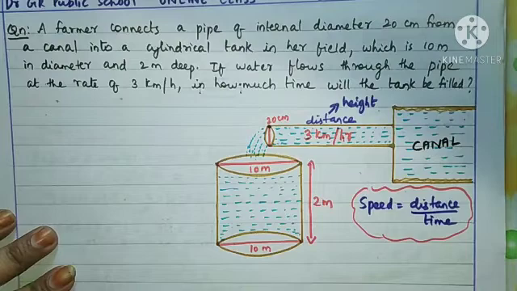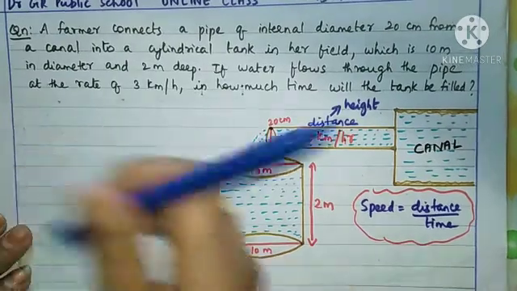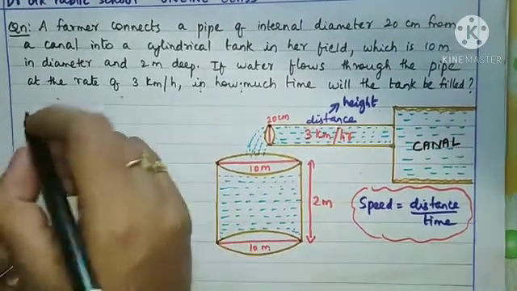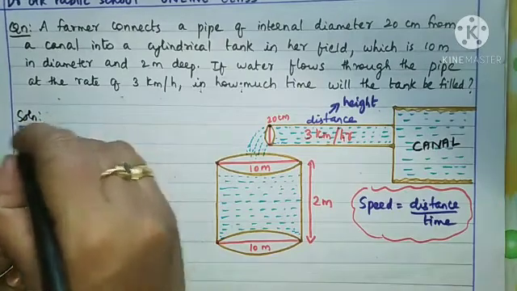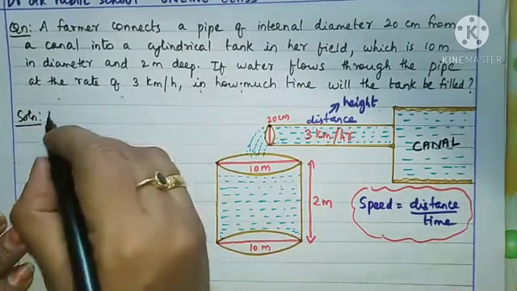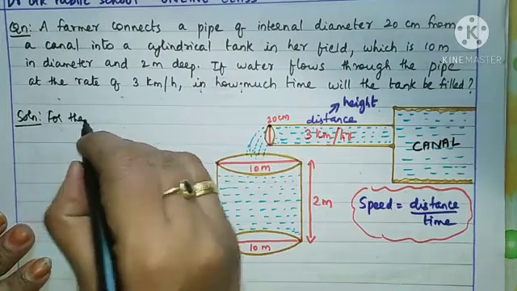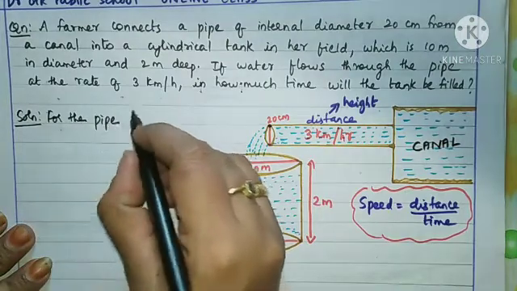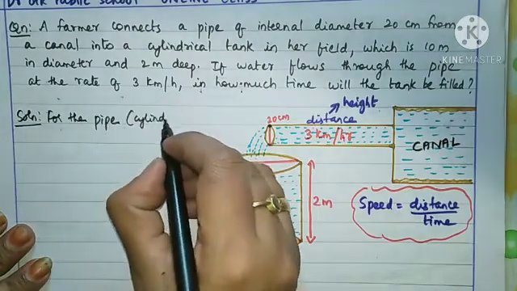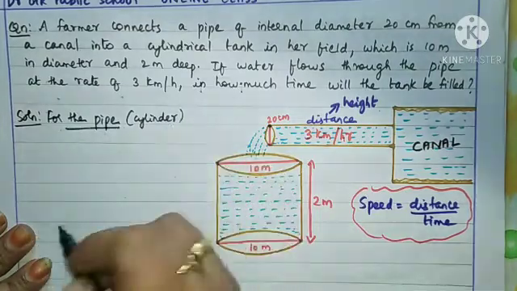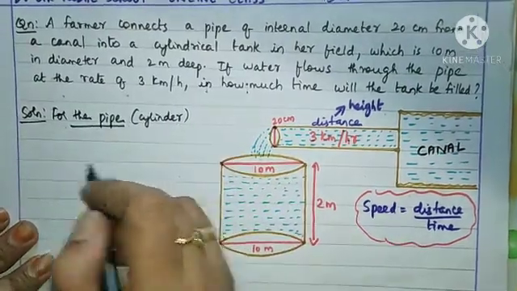Okay children, so let us start the answer. Solution. So first I am writing about the pipe. For the pipe, our pipe is in cylinder shape. So we are writing the dimensions of the cylinder now.